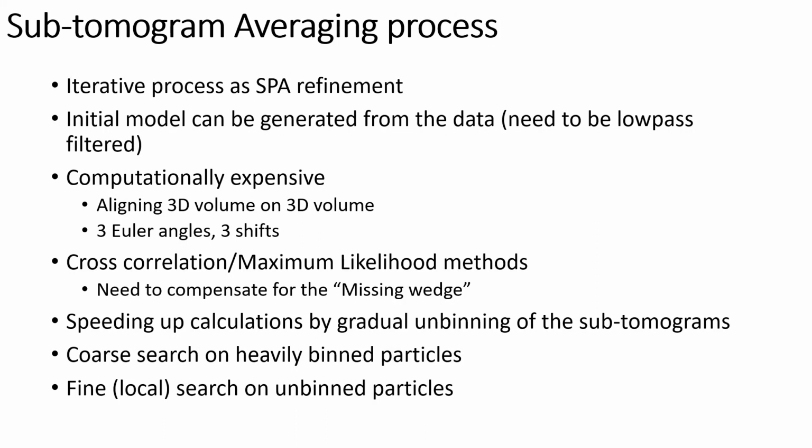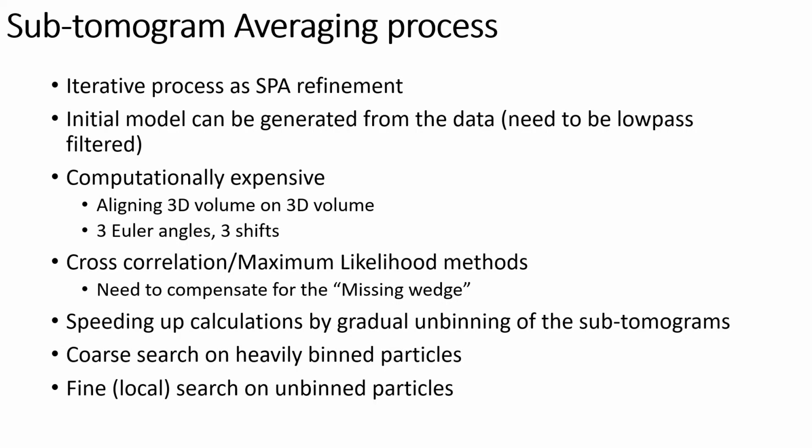Now we have our subparticles, sub-tomograms. These sub-tomograms we extract from our tomogram, and we can do sub-tomogram averaging. It's again an iterative process as from the SPA refinement, where we start with a low-pass filtered initial model. And then with some global and local searches, we are looking for the best orientation of our sub-tomogram against the initial model or the reference. Then when we find the best orientation of our subparticles, we can average them together, generating a new initial model, new reference, and then repeat it until we don't see any improvement.